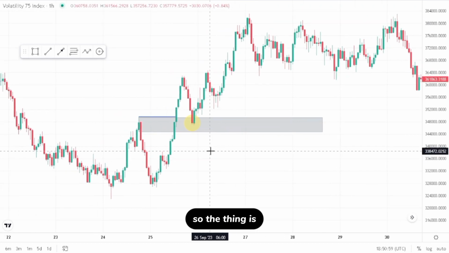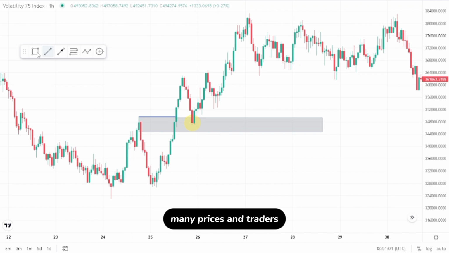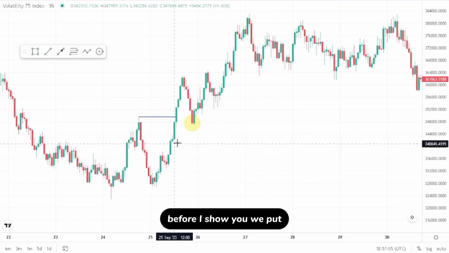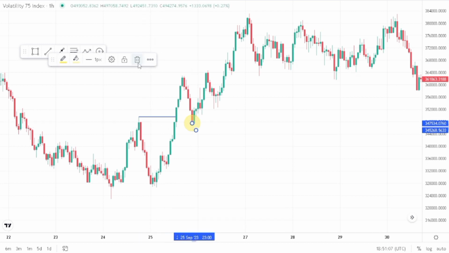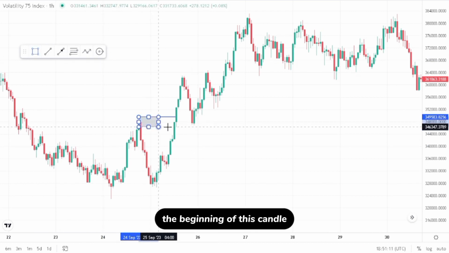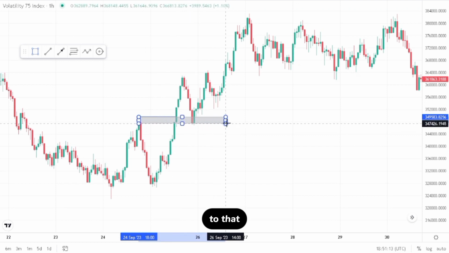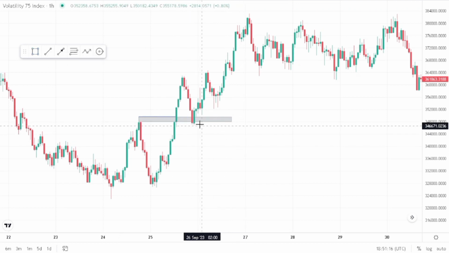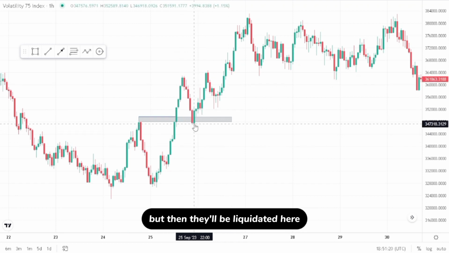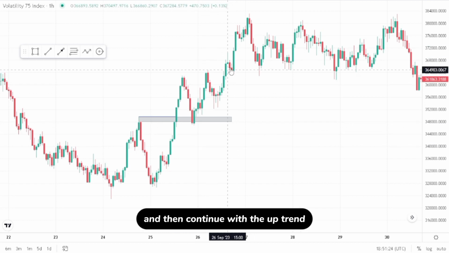So the thing is, many price action traders, let me delete this order block first before I show you, will put their entries there, the beginning of this candle to that, hoping that price will just tap and continue, but then they'll be liquidated here. That's when we enter the market and then continue with the uptrend.